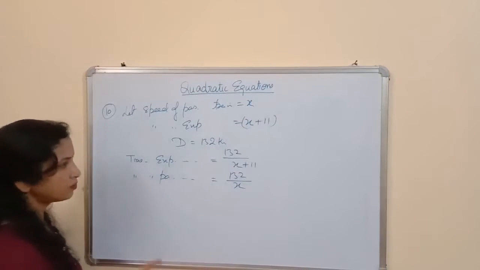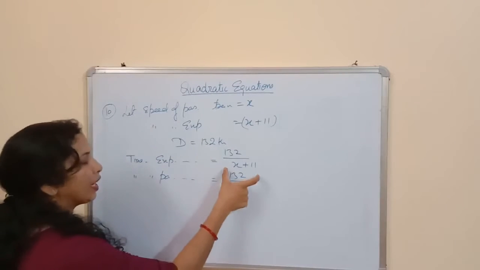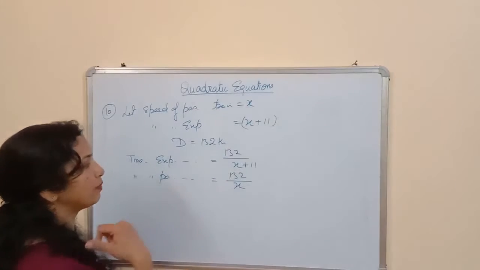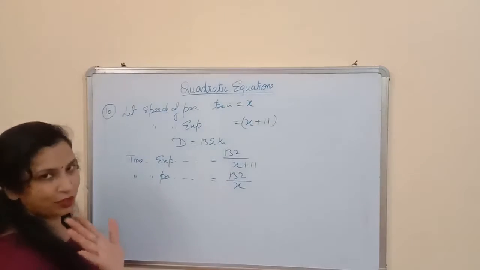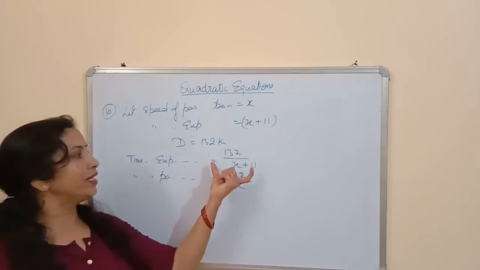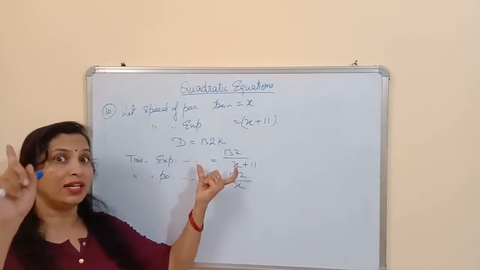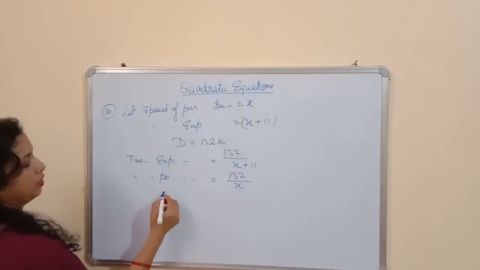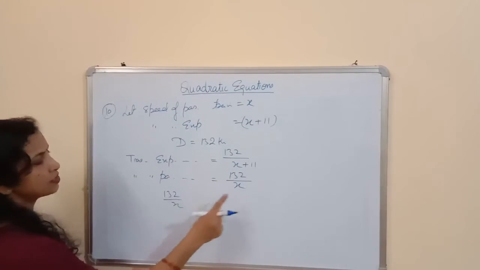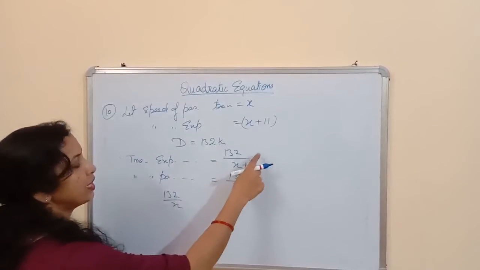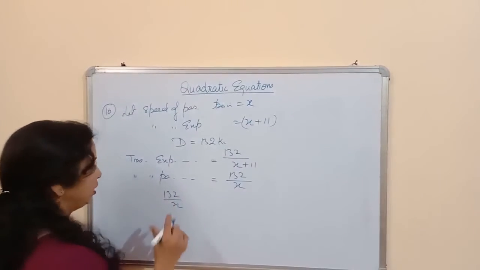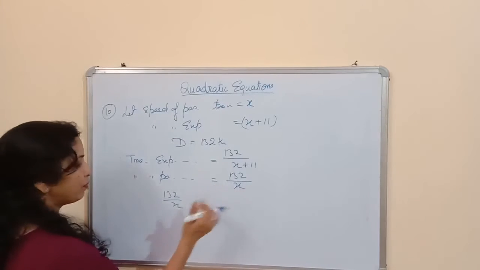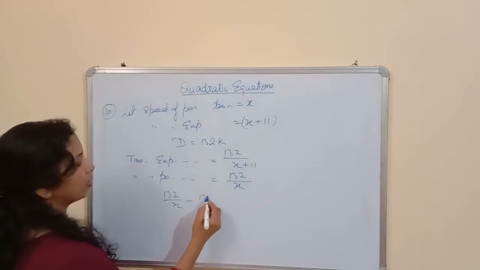Now, this time taken by the express train is 1 hour less than the time taken by the passenger train. It means, suppose this time is 10 hours, then this time will be 9 hours. So if we separate the time taken by the express train from the passenger train, we will get 1 hour.